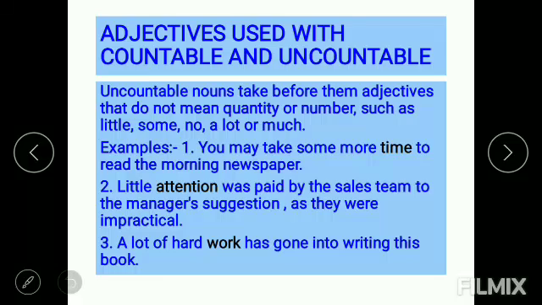Example 1: you may take some more time to read the morning newspaper. So here time is an uncountable noun because we can't count time, and here some is an adjective. Second: little attention was paid by the sales team to the manager's suggestion as they were not practical. So here attention is the uncountable noun and little is the adjective.